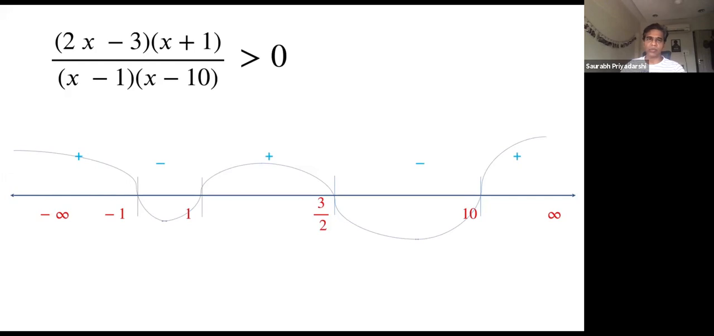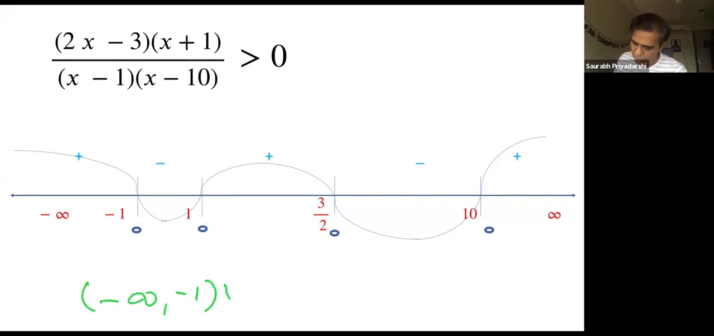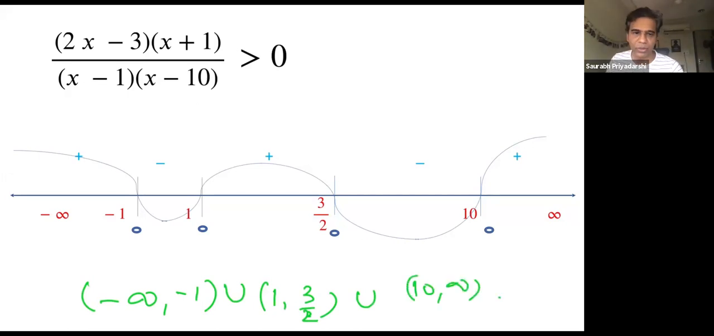Look back to the question. What we required is greater than 0, but open and close bracket, right? So everything is open, right? Minus 1, 1, 10, as well as 3 by 2, ये भी open है. So this greater than 0 will be minus infinity to minus 1 union 1 to 3 by 2 union 10 to infinity. Everything is open.